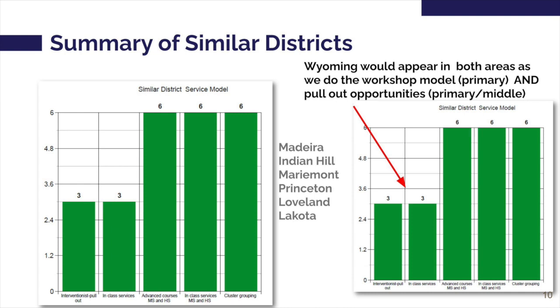What is great about Wyoming is we're an and situation. So we're not an or. We would appear in both areas because we do the workshop model in the primary, which is an in-class service. And then we also do pull out opportunities at the primary and middle.